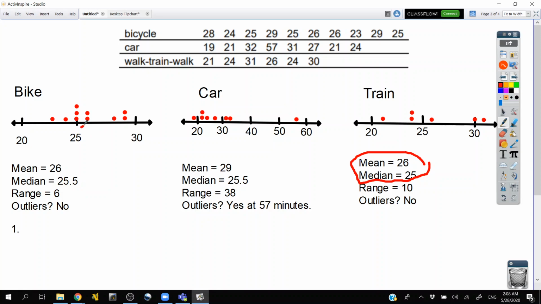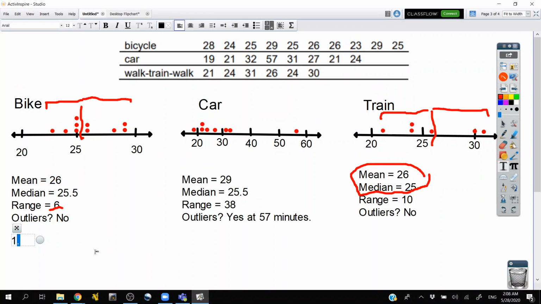The reason is the center is like here for the bike, and all of this stuff is pretty close, just saying that the range is small. Whereas for the train, our center is here, and then this stuff is more spread out. Sometimes it takes 31 minutes, but it never takes more than 30 minutes biking, which makes sense. So the bike doesn't necessarily have the best center. The centers are the lowest for the train, but the bike is the least spread.